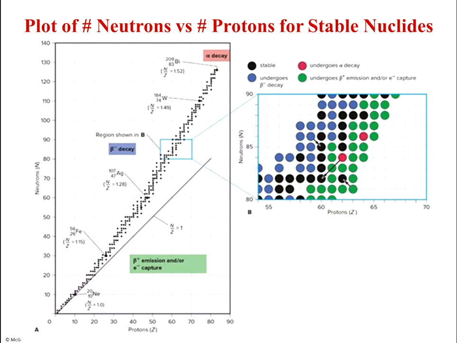Now, what we notice here, if you look on the right-hand side, is that the black dots represent the stable isotopes or the stable nuclides. The blue dots are those nuclides which undergo decay by beta emission. And then the green dots are ones that undergo decay by positron emission or electron capture. And then the red nuclides are the ones that undergo alpha decay.